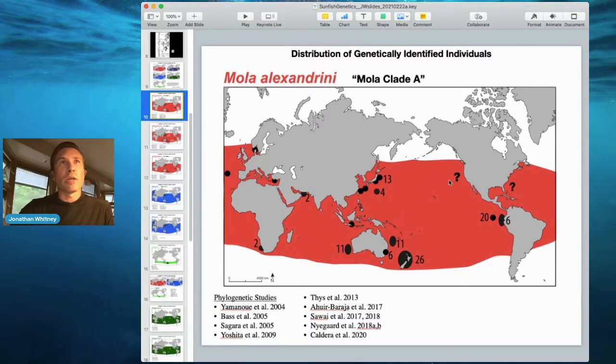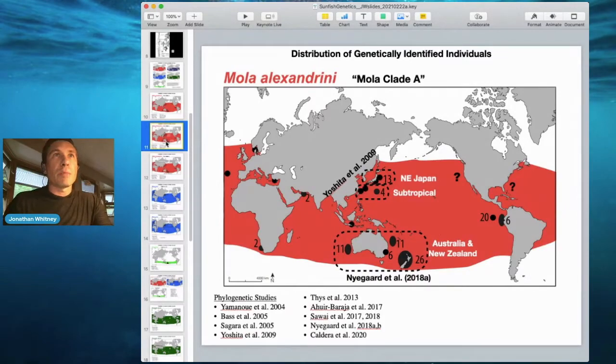But what's going on in the Eastern Pacific is less clear. Our recent analysis that Eric just mentioned confirms that alexandrini is in the Galapagos and coastal Ecuador, but we don't have any confirmed IDs in the Northern Hemisphere in the Eastern Tropical Pacific. So it's currently unclear if they exist there.